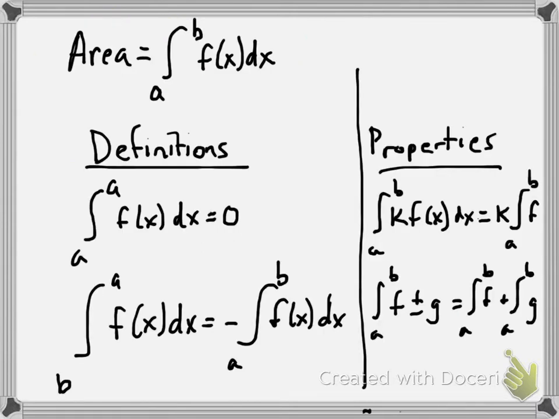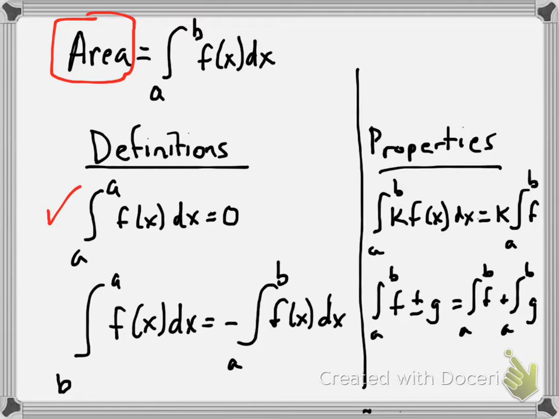Some definitions that go along with it. Area, obviously we've talked about that right from the start, so that is the definition for area. And it works for rectangles, it works for semicircles, whatever shape you have, any kind of function. A couple definitions. This one is kind of a duh theorem. The integral from one point to the same point is 0 because you're not going anywhere. You think about that, the area is nothing.